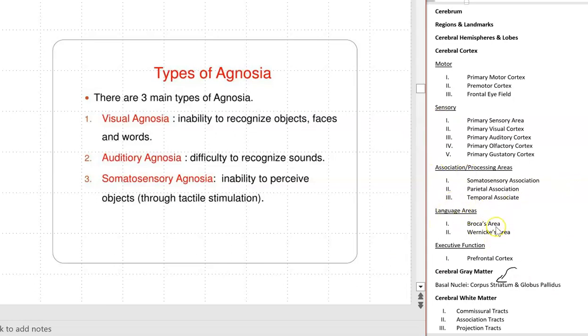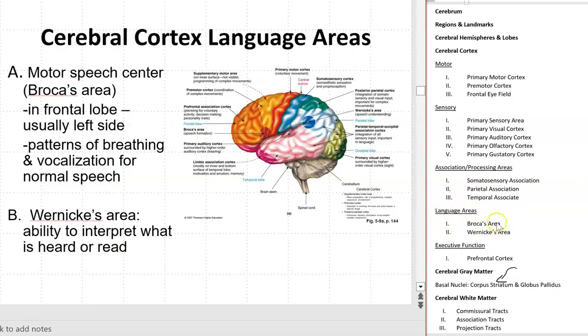Okay, we're going to talk briefly about language. So when we look at language, we're going to focus on 2 things. The ability to produce sound, like actually speak, which I'm having trouble with right now, and the ability to interpret sound.